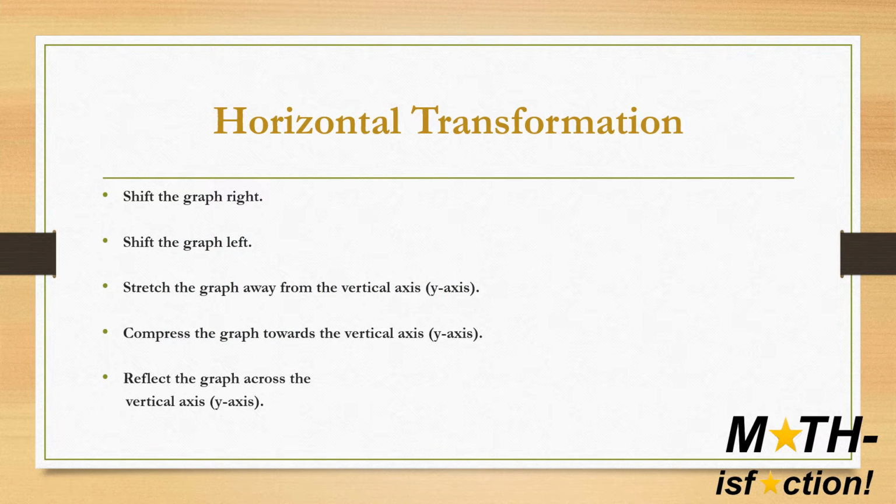Horizontal transformations. You have shifts of the graph to the right. You have shifts of the graph to the left because the input of the function is affected. You also have stretches of the graph away from the vertical or y-axis and compressions of the graph towards the vertical or y-axis. Again, because the input of the function is affected. And lastly, you can have a reflection of the graph across the vertical or y-axis.